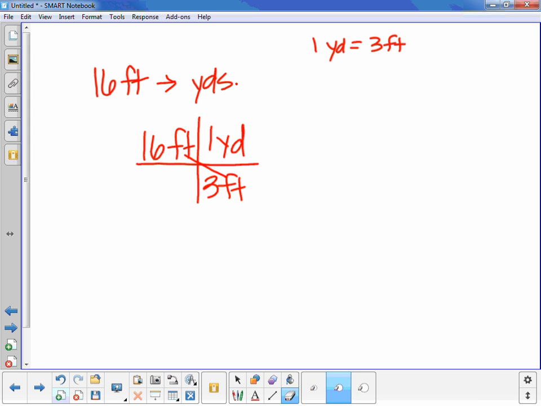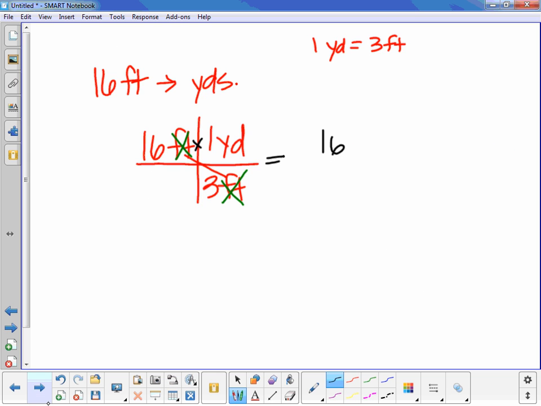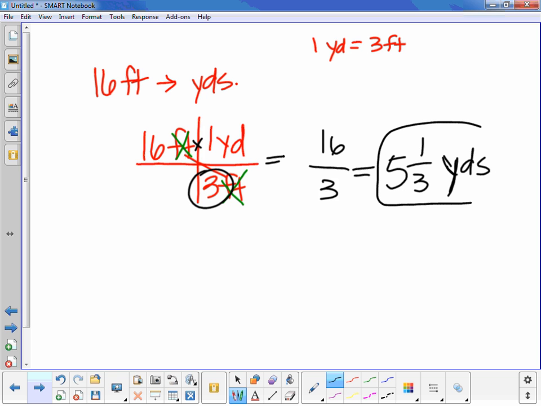And this doesn't need to be this long. And now, like in fraction multiplication where you can cross simplify, my feet cancel out, which is what I want. And so now I multiply straight across the top. 16 times 1 is 16. Oh, and then in this one I had a denominator. Back here I didn't have a denominator. It was just 1 times 1, which is 1. So I didn't need to worry about it. But here it's going to be 16 over 3, which would be 5 1/3 yards. So 5 1/3 yards is equal to 16 feet. And that's dimensional analysis.